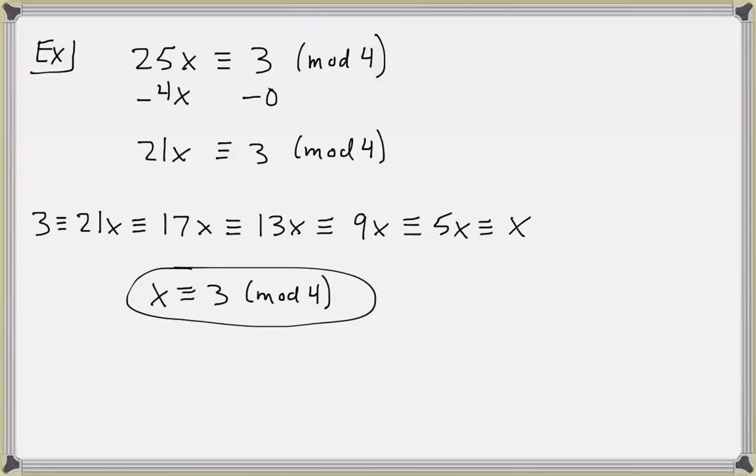Now let's talk about dividing. Look at this expression. If this was an equation, you might divide both sides by 25. But we can't write 3 divided by 25 in congruences because we always have to have integers in our expressions. So let's talk about division with another example.